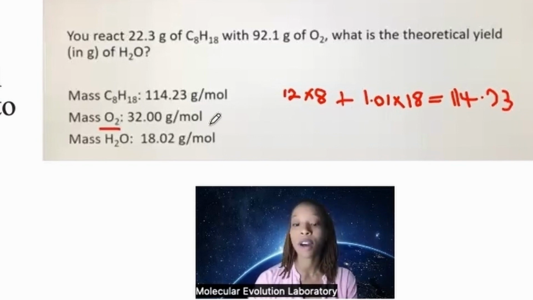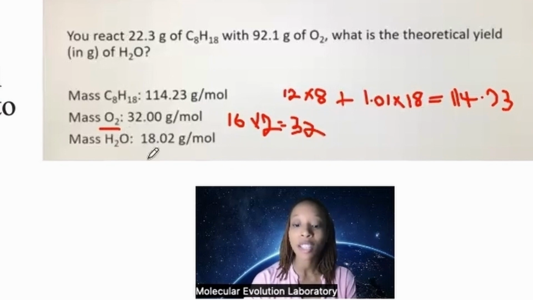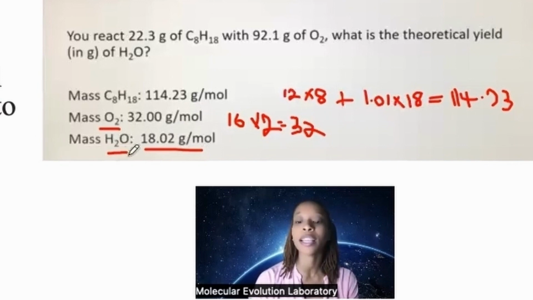And here you'll have to find the mass of oxygen, which you already know. The mass of oxygen is 16, so this would be 16 times 2, which gives you 32 grams per mole. The mass of H2O, as we mentioned before, hydrogen is 1, so that's 1 times 2, plus oxygen, which is 16, and that gives you 18. First, you have to start by balancing the equation, then calculating the mass of each molecule.